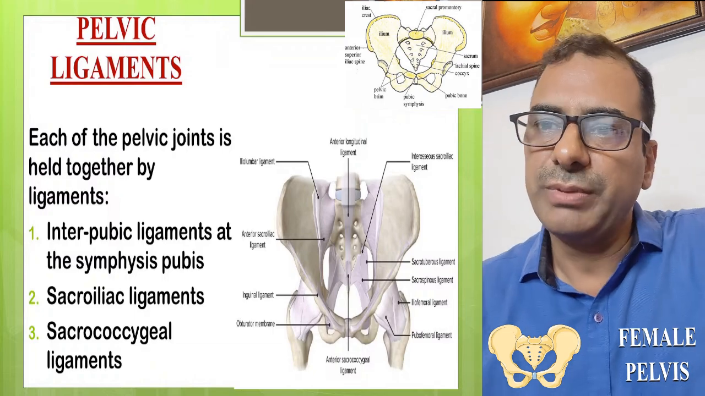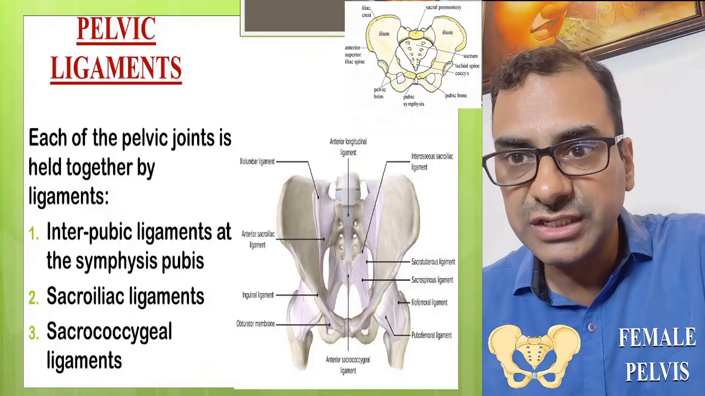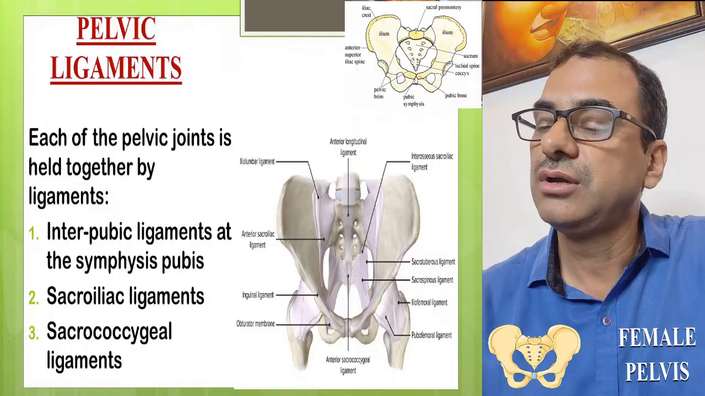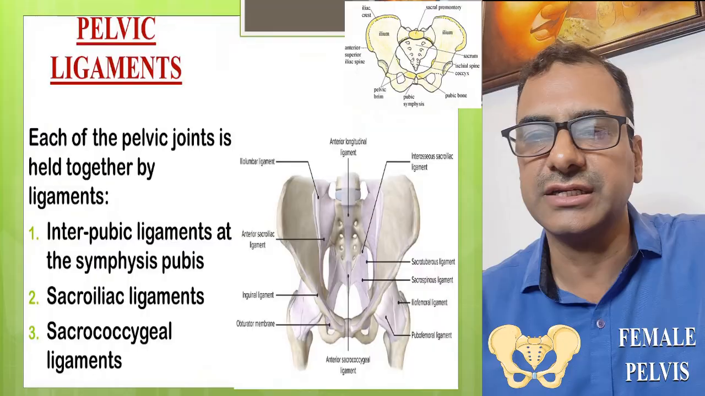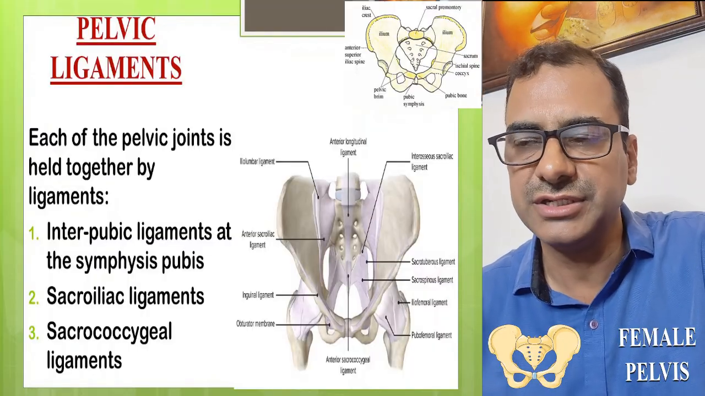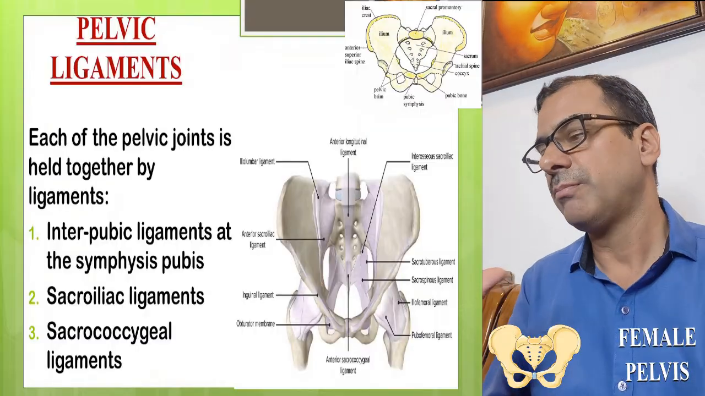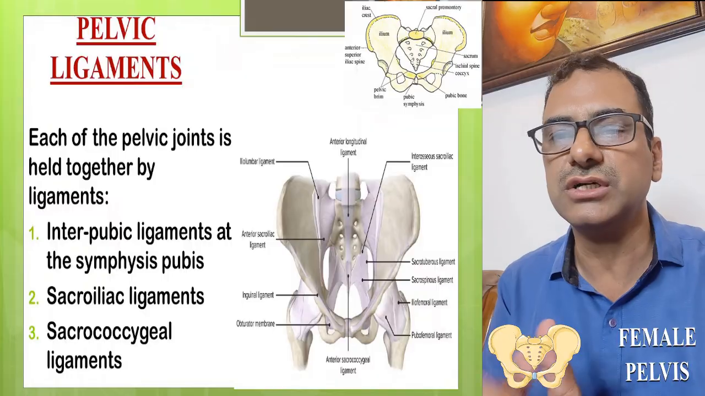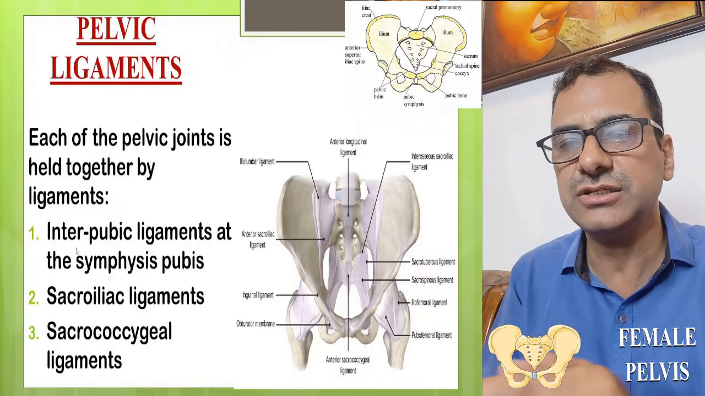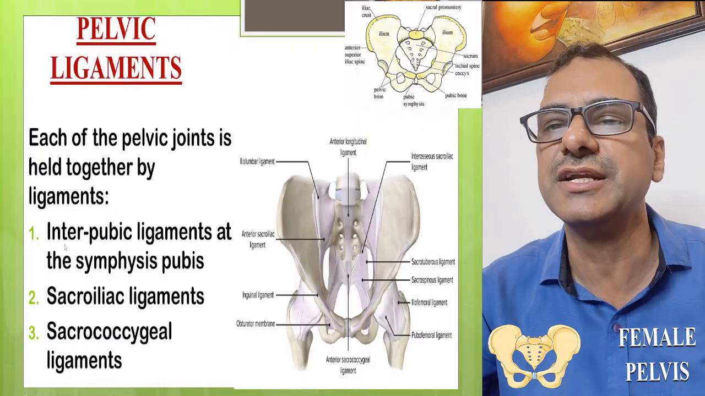Now we will discuss pelvic ligaments. The study of ligaments is also very important because these are the ligaments which provide slight movement at the time of delivery. Each pelvic joint is held together by ligaments. As we studied in anatomy, ligaments are the fibrous tissue which hold joints together. They attach bone to bone. At every joint there will be a ligament.